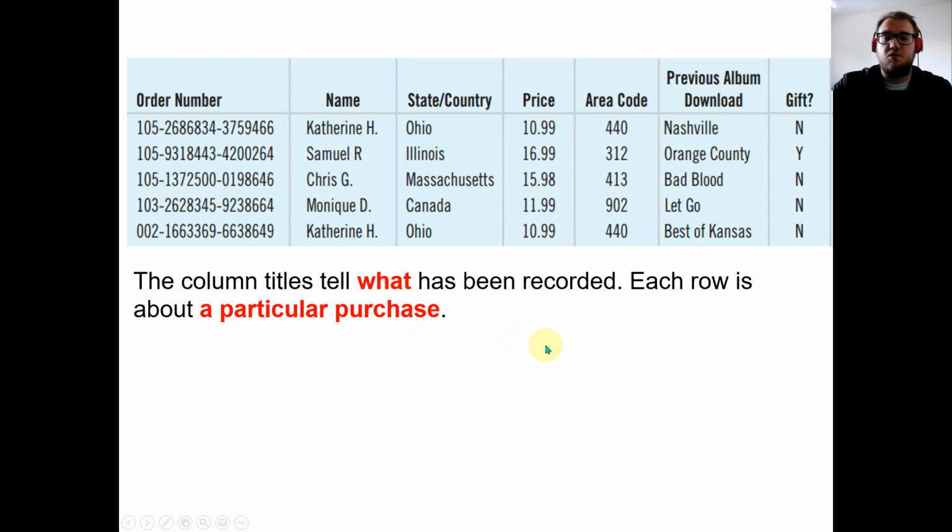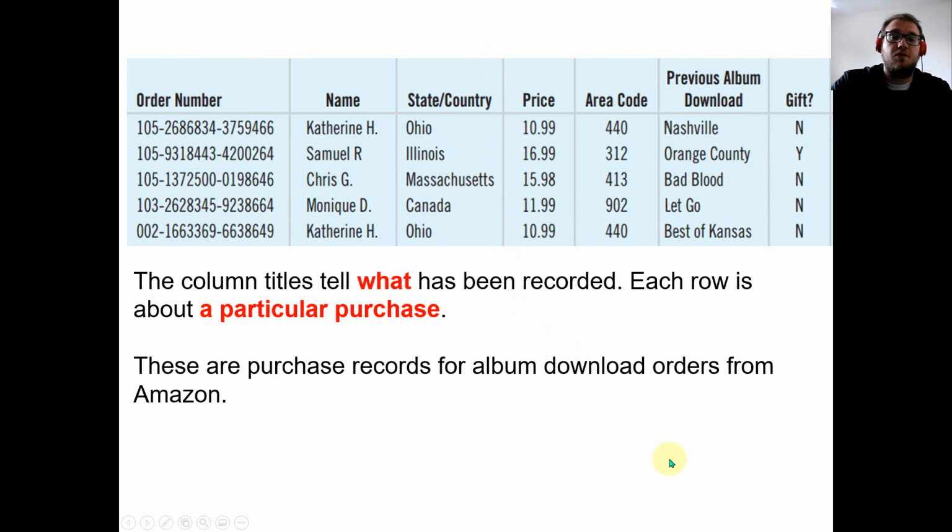So column titles tell us what has been recorded. Each row is about a particular purchase, and you can see that it's the same data that I had no idea about after this column here. So these are purchase records for album download orders from Amazon. You can see how I was just guessing, and now we are answering all 6 W's behind this. So Amazon is interested in this data because maybe they can use it to promote music to certain customers while not promoting certain types of music to another customer.